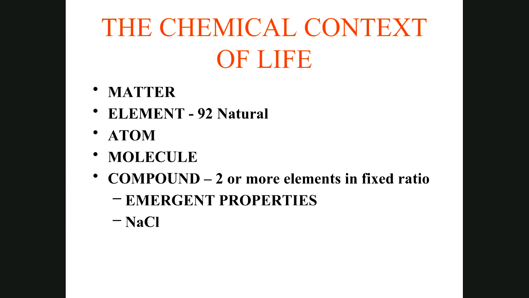Compounds are 2 or more different elements in a fixed ratio. So they're not going to be the same atom, but 2 or more different ones. Like water is H2O. That means there's 2 hydrogens, 1 oxygen. Carbon dioxide is CO2. 1 carbon, 2 oxygens. Sodium chloride, NaCl. That's sodium and chlorine. That's 2 elements. So compounds are 2 or more different elements in a fixed ratio.